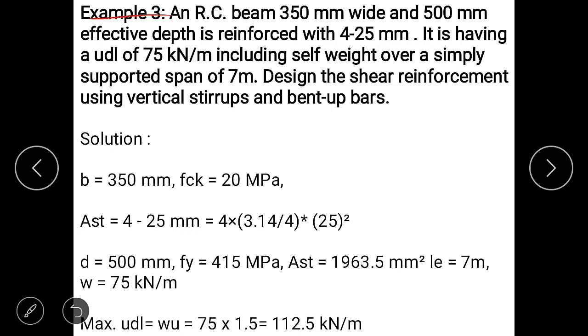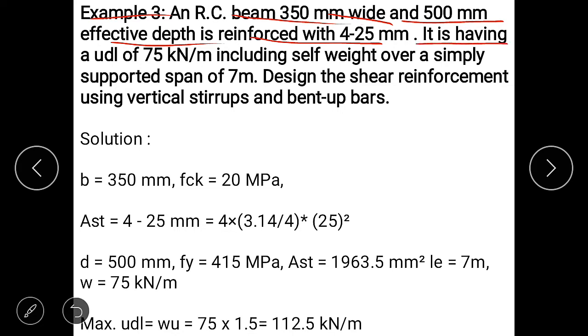An RC beam 350 mm wide, meaning B, the width of the beam, is 350, and 500 mm effective depth, meaning small d, is given. It is reinforced with 4 bars of 25 mm diameter. So how to calculate AST? AST is equal to number of bars into pi by 4 into d square. Number of bars is 4 into pi by 4 into 25 square. So we get AST.